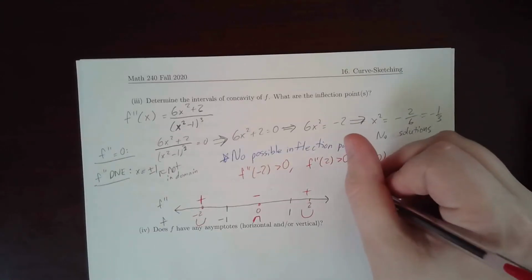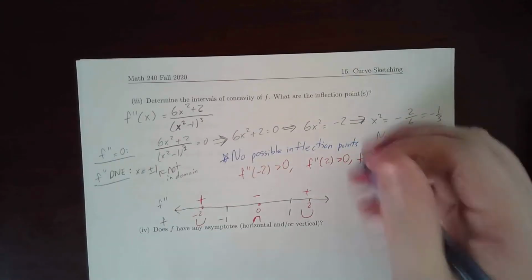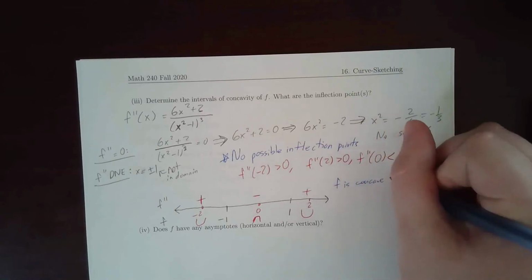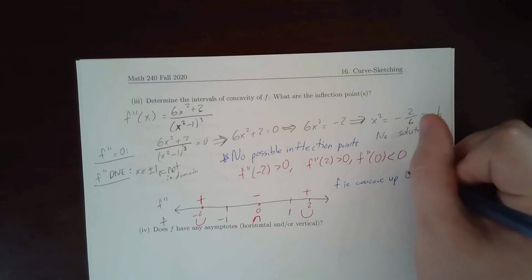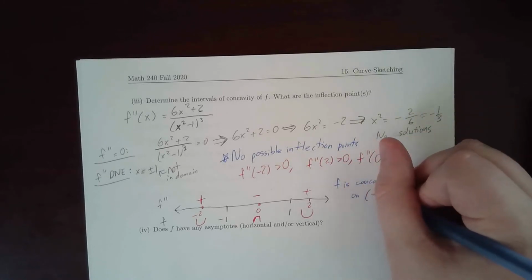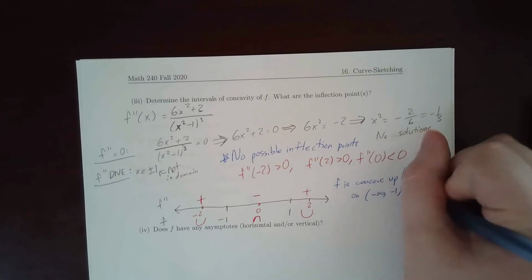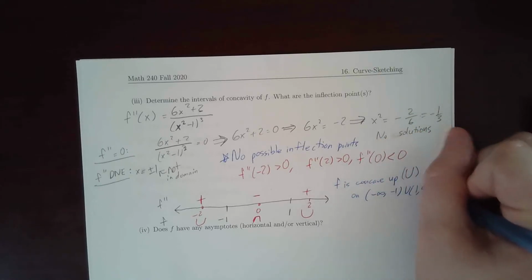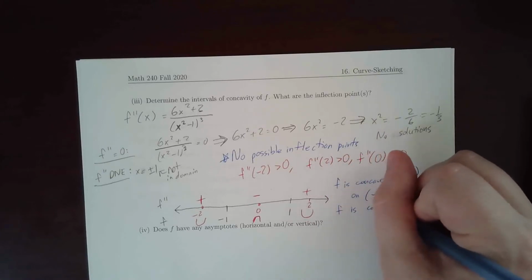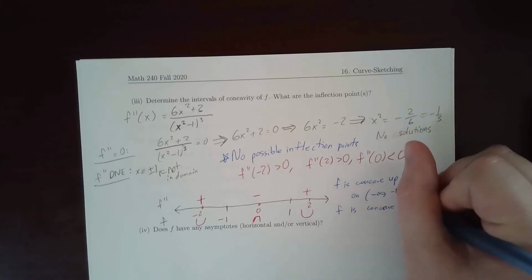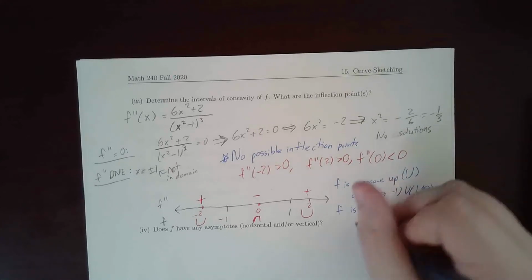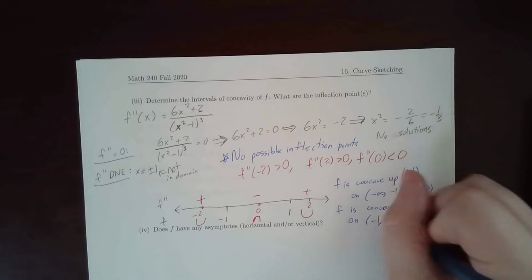So I'll write the summary in blue: f is concave up, which remember we're using this symbol, on the interval -infinity to -1, and on the interval 1 to infinity, and f is concave down, which is this symbol, on the interval -1 to 1.